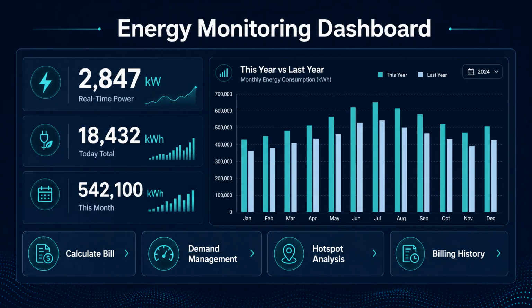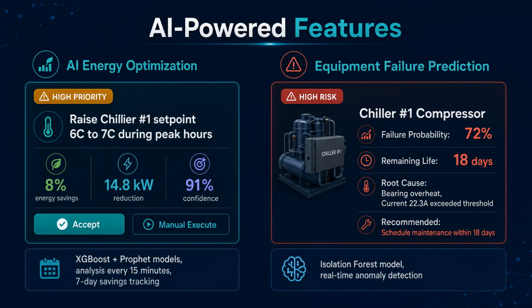Predictive maintenance is a key benefit of the AsterStream system. By continuously analyzing current, temperature, and vibration data using an isolation forest model, the platform can predict equipment failures before they occur. It provides a failure probability percentage, estimates the remaining useful life in days, identifies the root cause, and recommends specific maintenance actions. For instance, if a compressor shows a 72% failure probability with an estimated 18 days of remaining life, the system will immediately alert you to schedule a maintenance inspection, helping you avoid costly unplanned downtime.